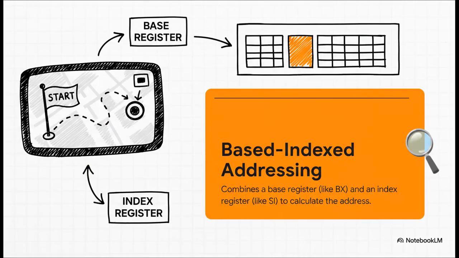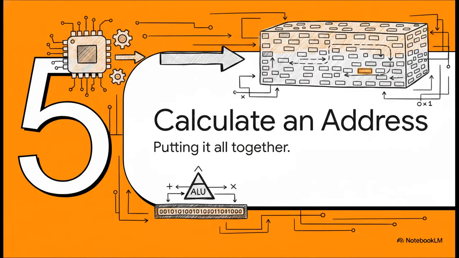And you probably guessed it. When you combine them both, you get based indexed addressing. This is really the most flexible mode of all. It uses a base register to find the start of something, and an index register to pinpoint a specific element inside it. It's like your GPS calculating a route with both a starting point and a specific distance to travel from there. Okay, enough theory.